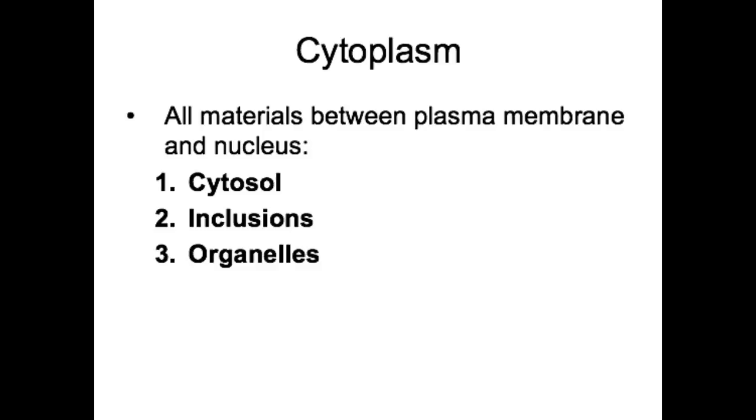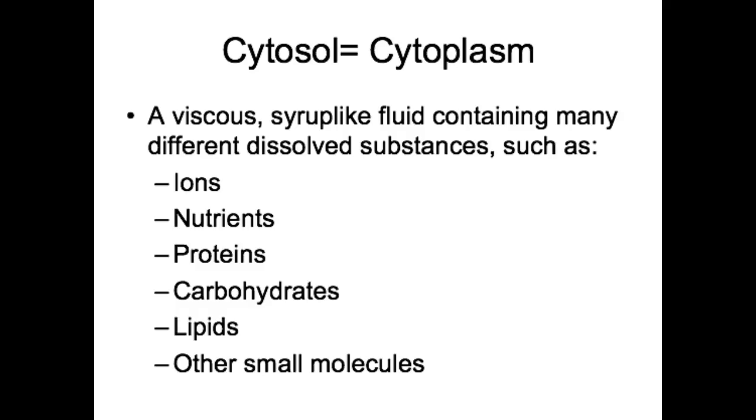Okay, so on into the cytoplasm and contents thereof. So cytosol is also known as cytoplasm. You can also call it intracellular fluid, the intracellular environment. There are a lot of different names for it that you might run into while you're looking things up. So it's a viscous syrup-like fluid containing many different dissolved substances. It's got ions, nutrients, proteins, carbohydrates, lipids, and other small molecules.